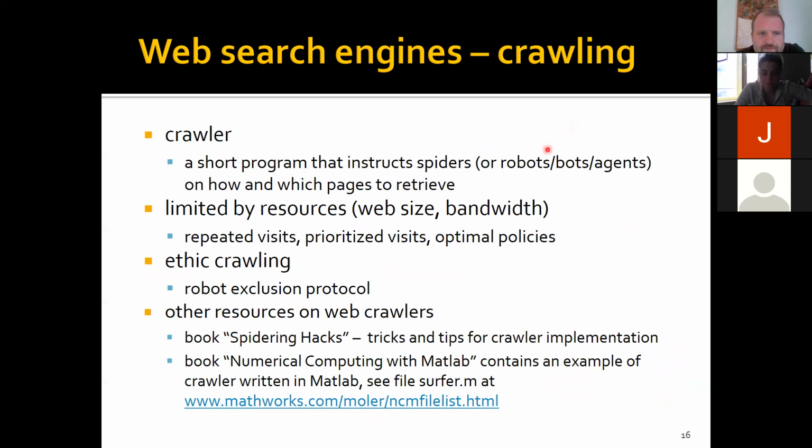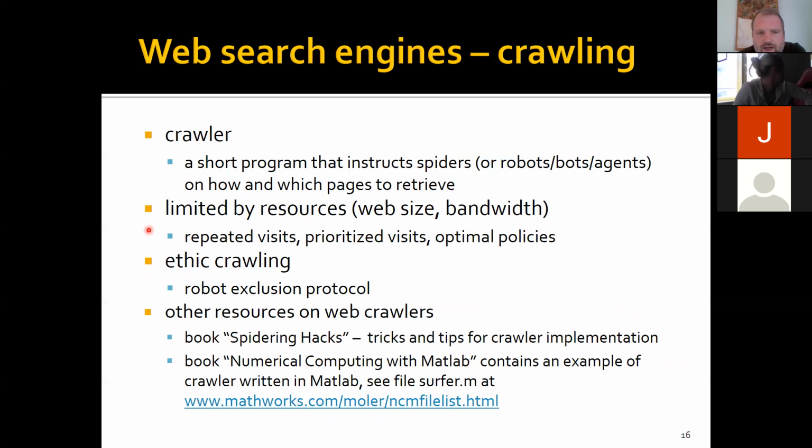The crawler, the first part of the search engine process, is a short program that instructs robots or spiders to download the content from the web servers. So there are many copies of the same program that is scanning the web, walking along the links on the web pages. So it's like a spider, and the content must be aggregated into one place, the page repository.